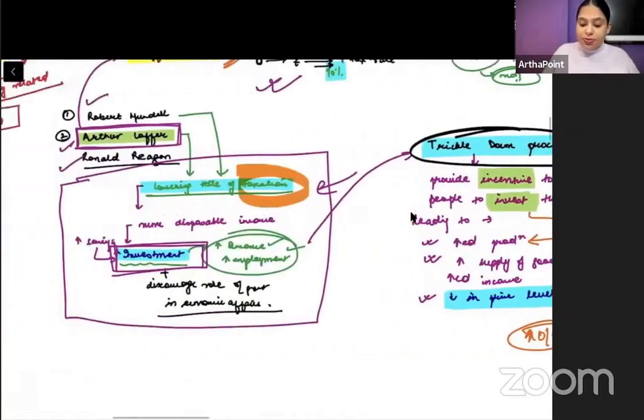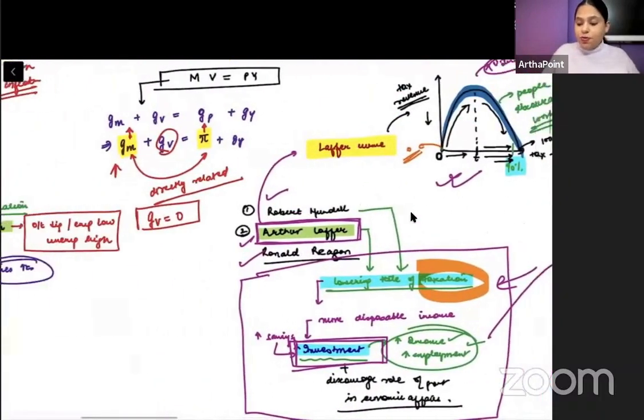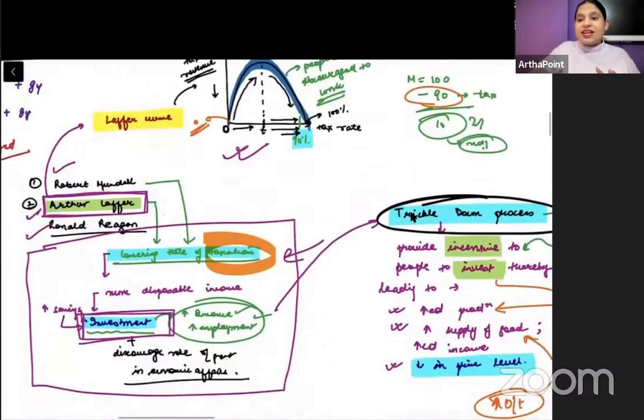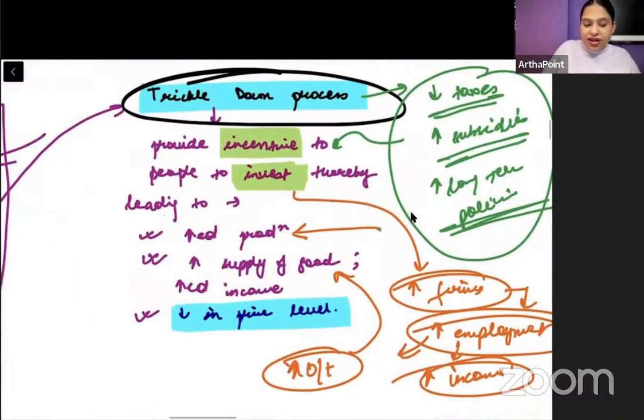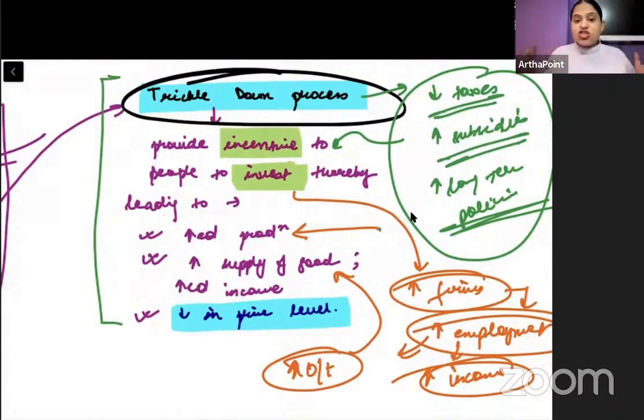Because this was a period of stagflation. ये वो period था जिसमें हमारे पास stagflation था, stagnation plus inflation. So we had to somehow reduce the inflation. किसी तरीके से हमें prices को नीचे लेके आना था. So this trickle down process that they suggested, उन्होंने ये जो process suggest किया, इसका क्या aim था? What was the aim of trickle down process? To somehow come out of stagflation.